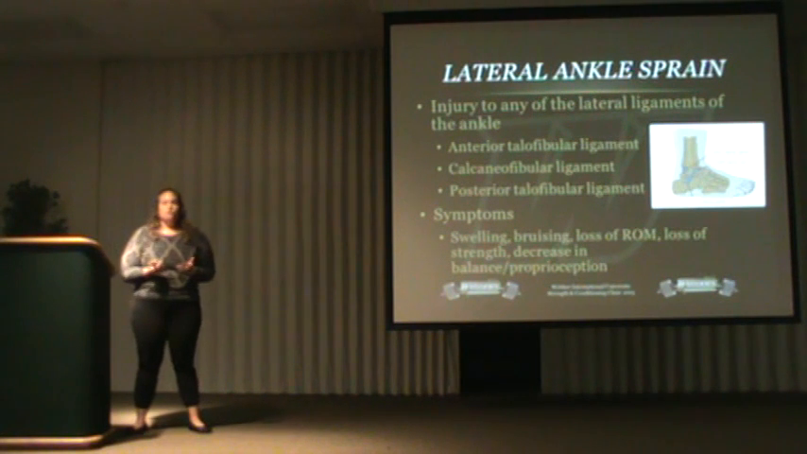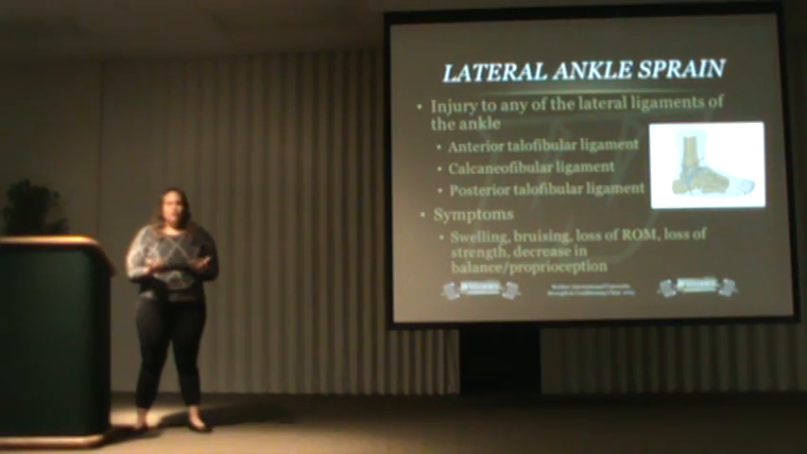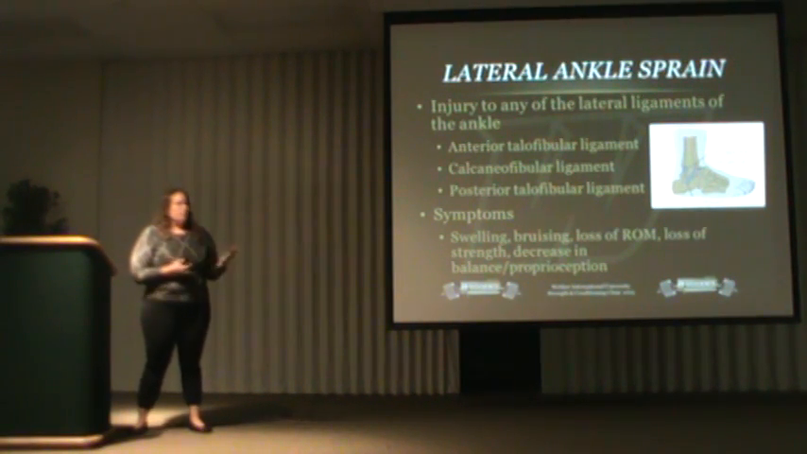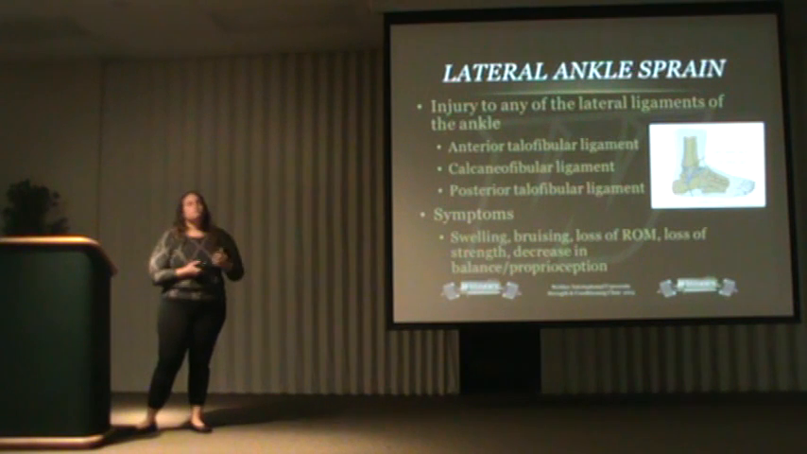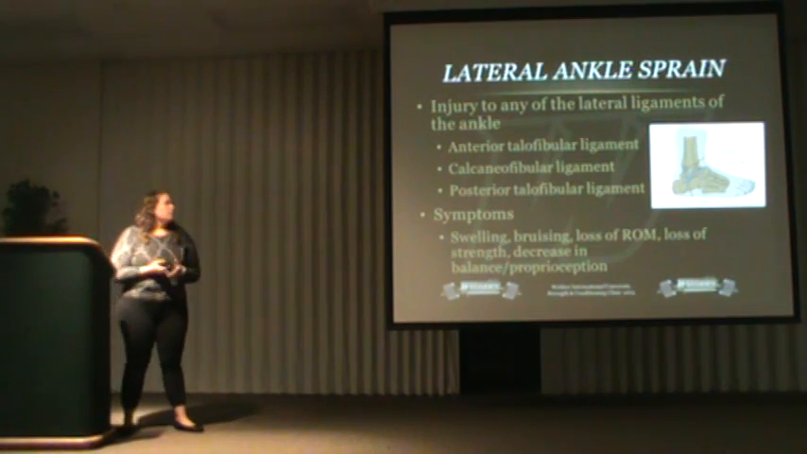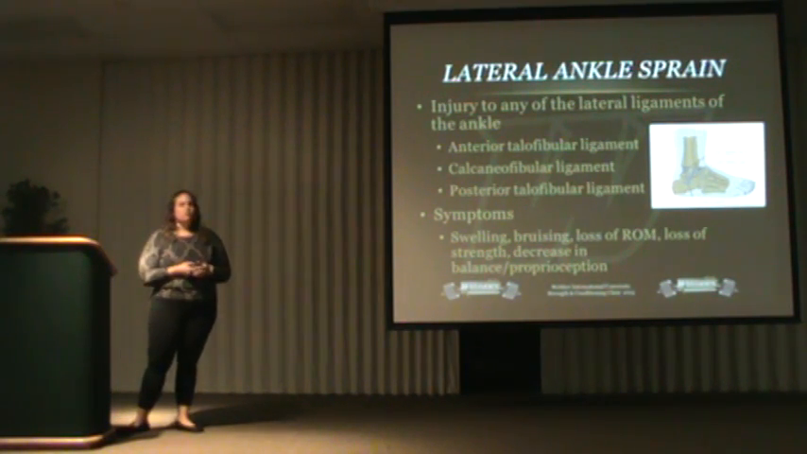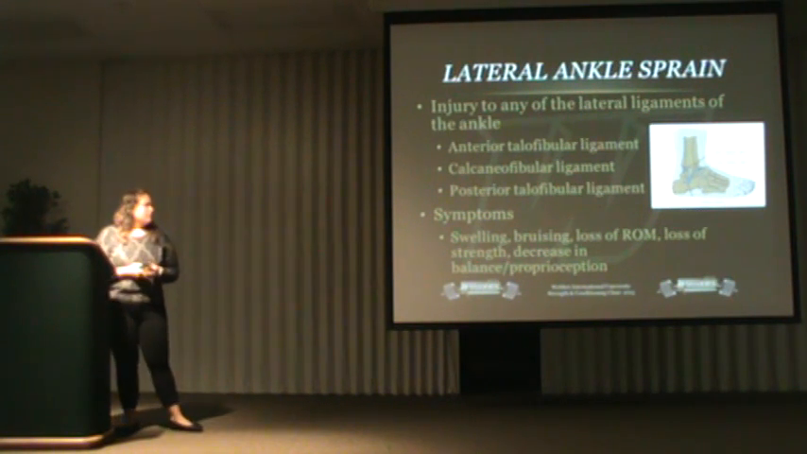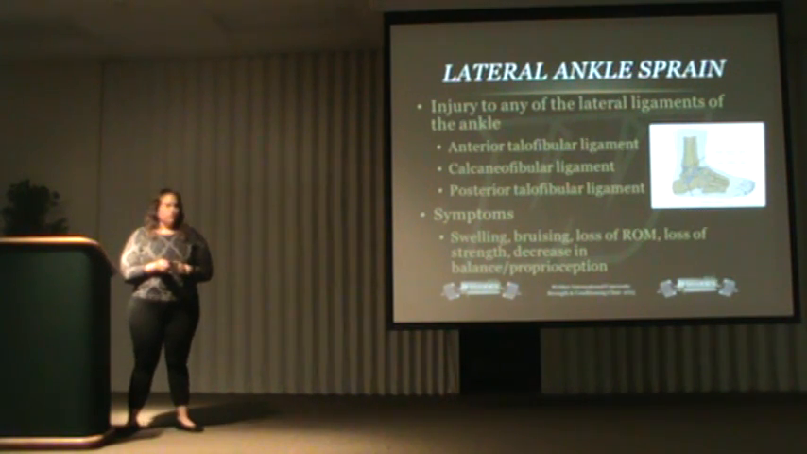So if an athlete tells you, hey, I have a grade 2 ankle sprain, then you may say, okay, is it more you've injured 2 ligaments, or do you have a moderate tear in there? So the normal signs and symptoms are going to be obvious swelling, bruising, loss of range of motion, loss of strength, and a decrease in their balance and proprioception.